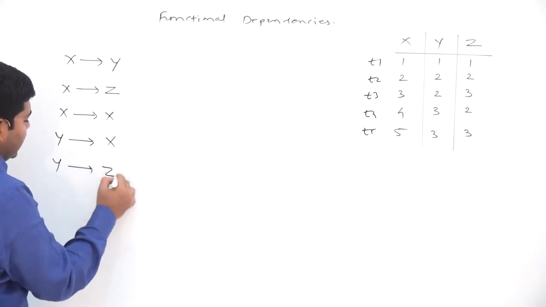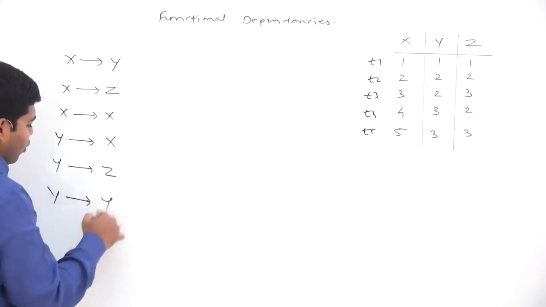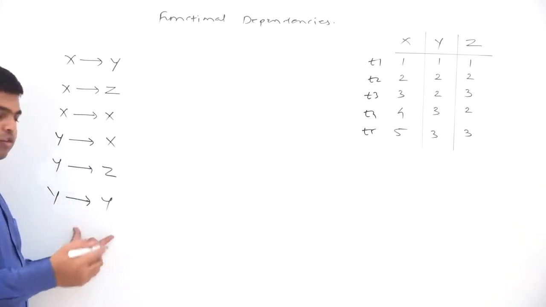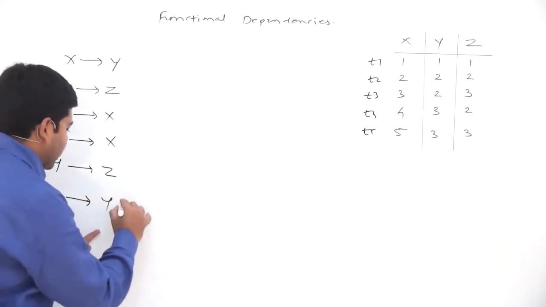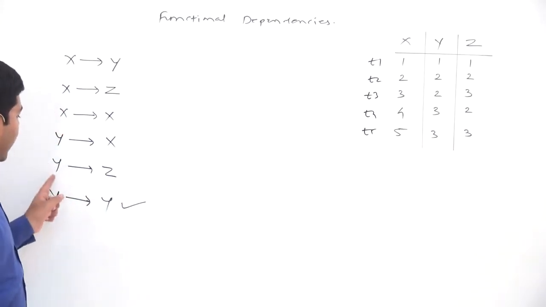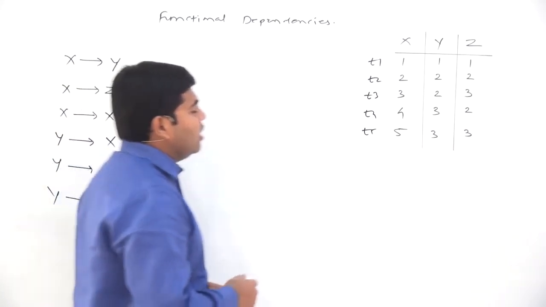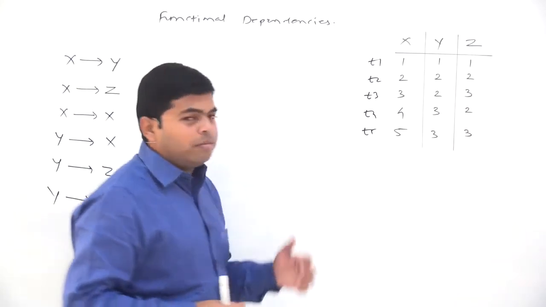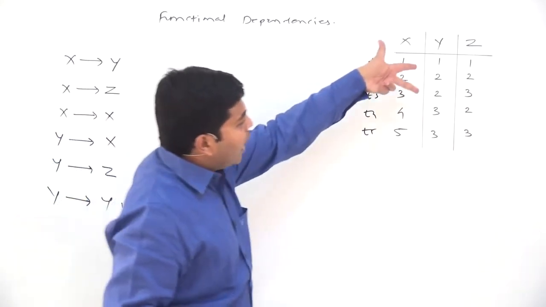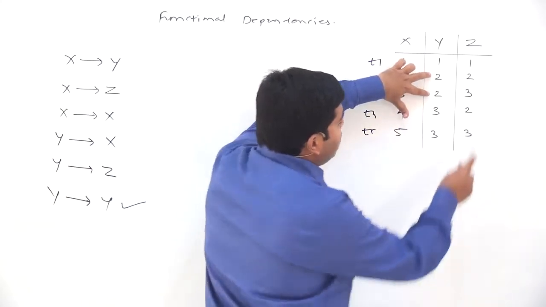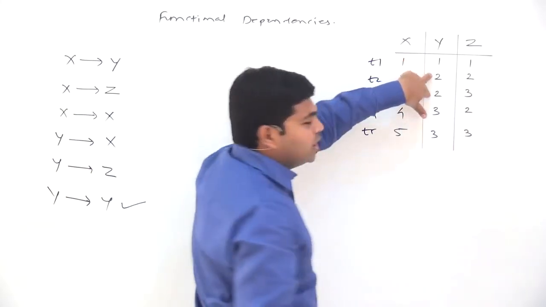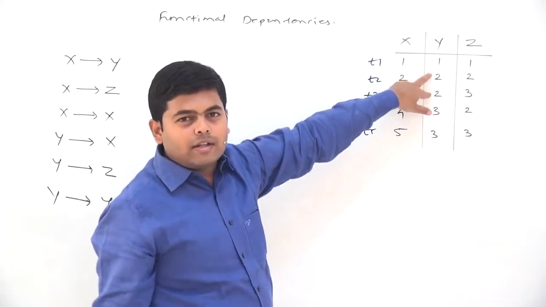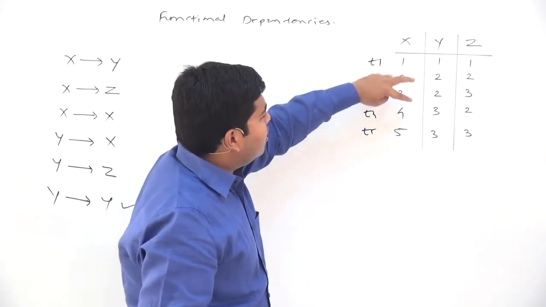Y gives z and y gives y. Now, y gives y is a trivial question. Y will always give you the value of y, therefore it's a valid statement. Now, y gives the value of z. Let us check. Tell me, if y equals 2, what will be the value of z? If y equals 2, you cannot uniquely determine the value of z, because z can be either 2 or 3. And what does that mean?